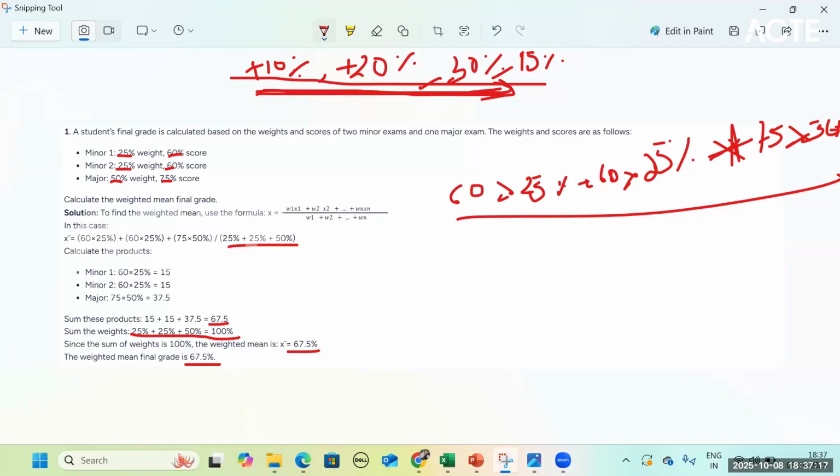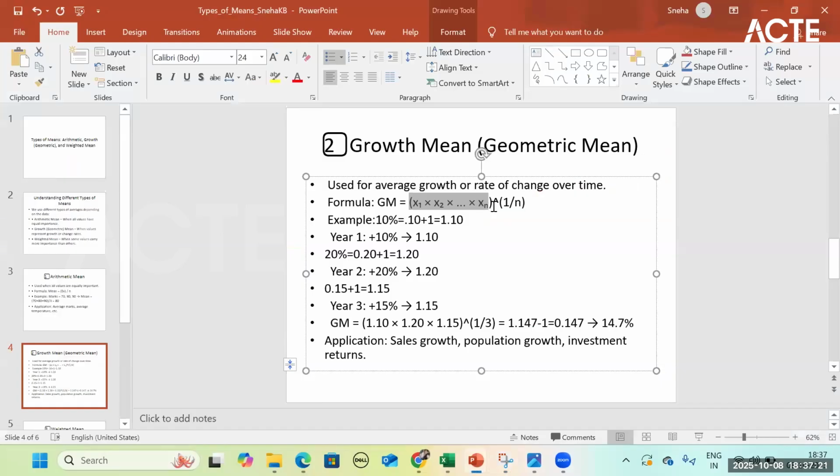How do we calculate that? There is a different formula for it. It is the product of all the values, to the power of 1 by n, where n is the number of things. Getting my point? Yes, ma'am.